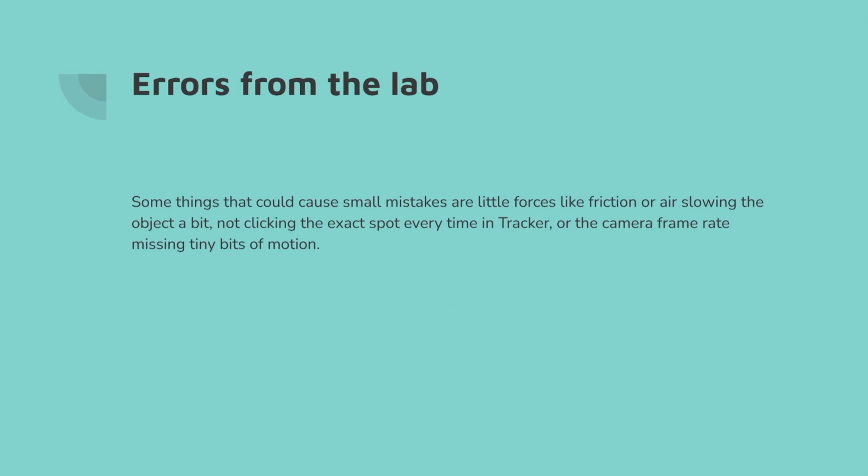The possible sources of error. Like in a real experiment, there were small sources of error. There was friction and some air slowing down the object a bit. And also not clicking the exact spot every time in Tracker, or the camera frame rate missing tiny bits of motion.